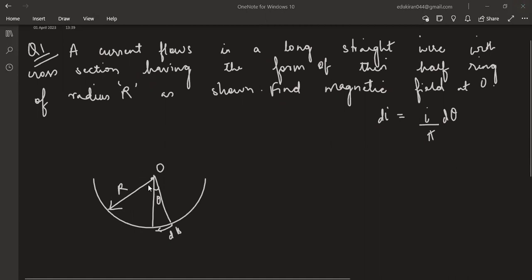Yes, resolving across this point. See, magnetic field due to this particular point will go in one direction. Then due to this other point, magnetic field will go in another. And theta is there, then resolve it, then you will get it. Just check your answer once again. Yes, across point O, you have to.